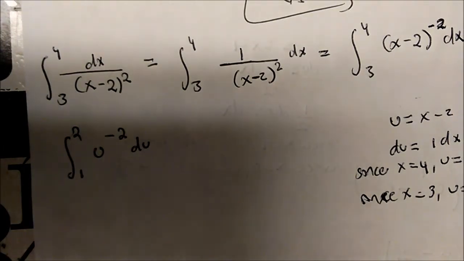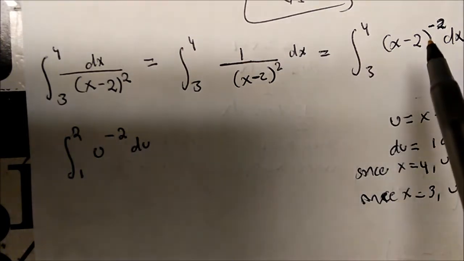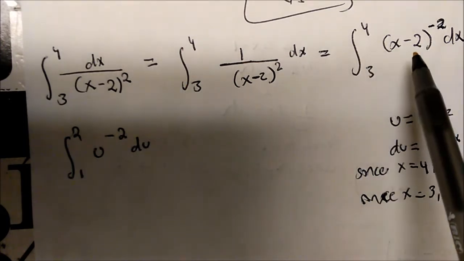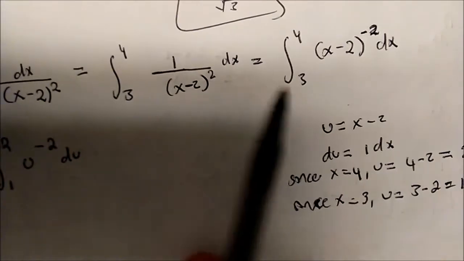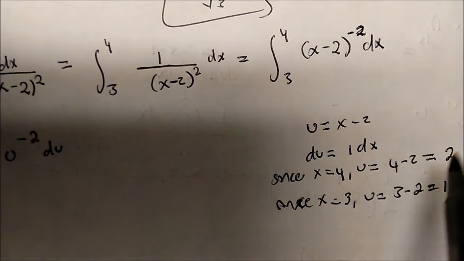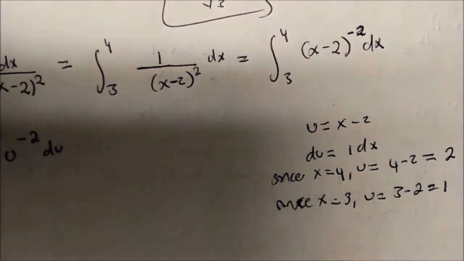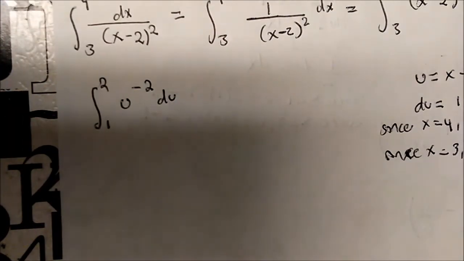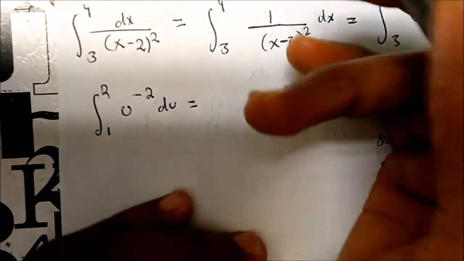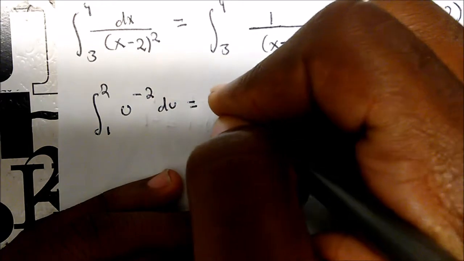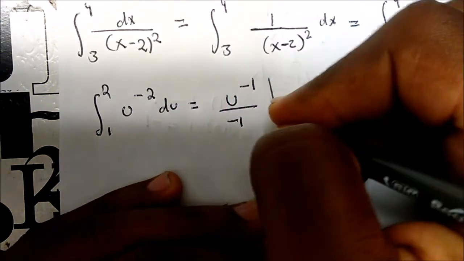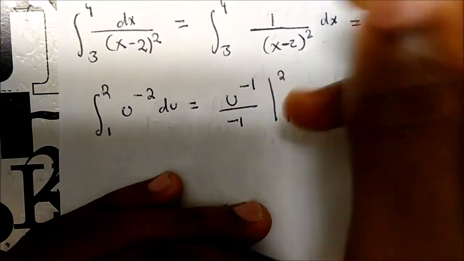Because stemming from here, our u is raised to a negative 2 power, and we now got our new integration values from this rationale that we've created here. Make sure the integral is much simpler. And now we can just take the antiderivative and evaluate. So the antiderivative of u to the negative 2 power is just u to the negative 1 divided by negative 1, and this will be all evaluated from 1 to 2.